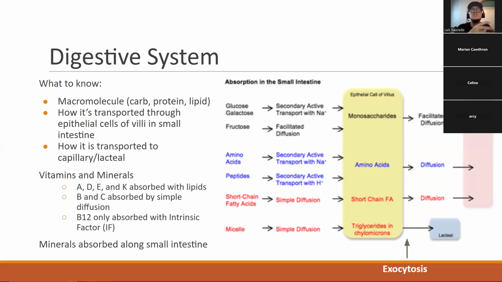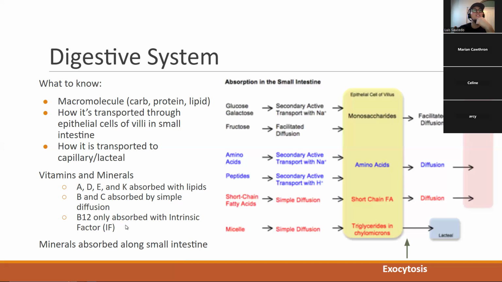Amino acids, or proteins that are broken down into amino acids, also come through with secondary active transport, and then they are also diffused into the capillary, also through secondary active transport. And then the fats, or the lipids, come through with simple diffusion, but they need to be coated first before they get transported through the epithelial. And then remember that those actually go through the lacteals. They don't actually go into our blood vessels. And they make it through the lacteals via exocytosis, which you can kind of see I had to add in.